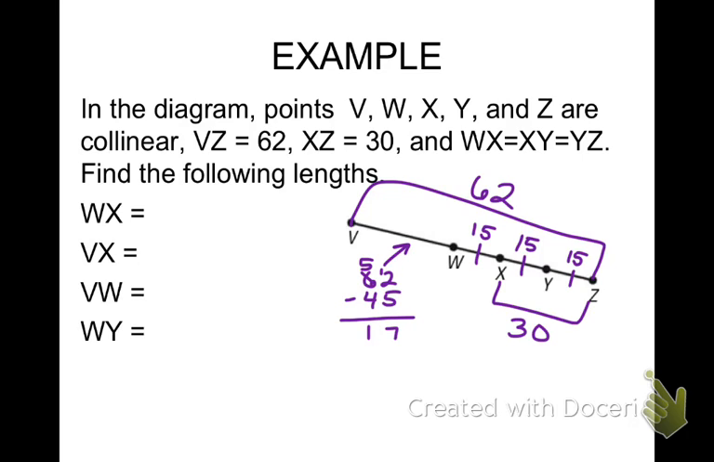So let's fill in the answers. What's the length from W to X? 15. What's the length from V to X? 17 plus 15, so what is that? 32. V to W, 17. W to Y. W to Y. 30, 2 15s, right? So you have a problem very similar to that with 21 through 26. Okay, so your homework should not be too crazy for you guys to complete.